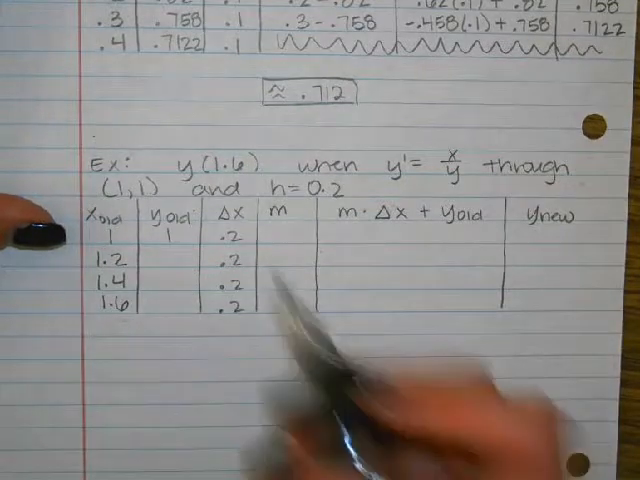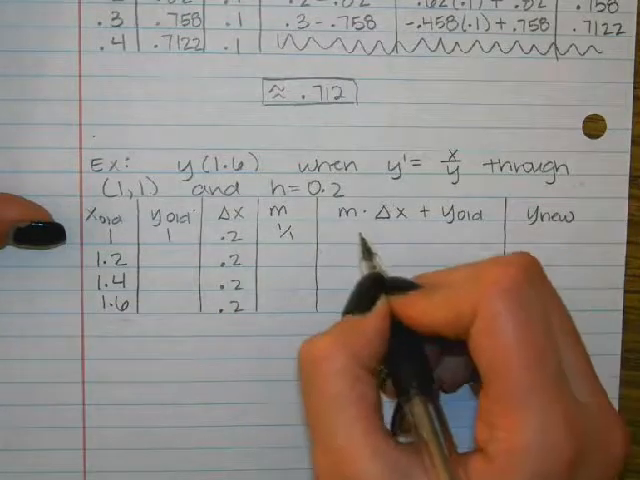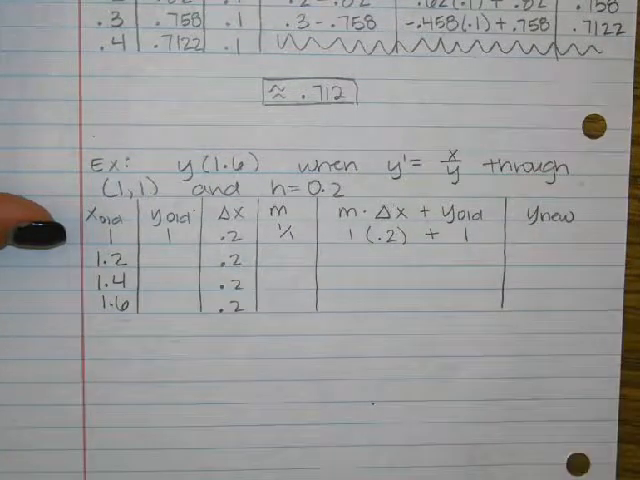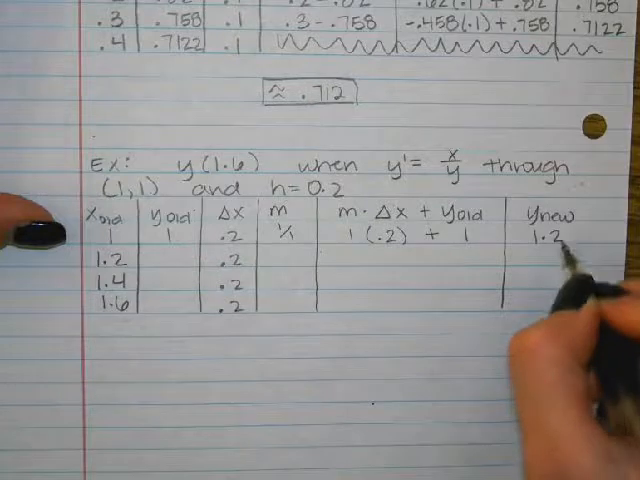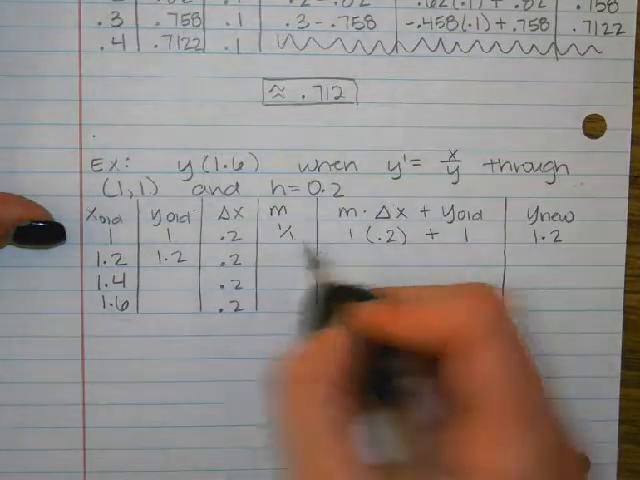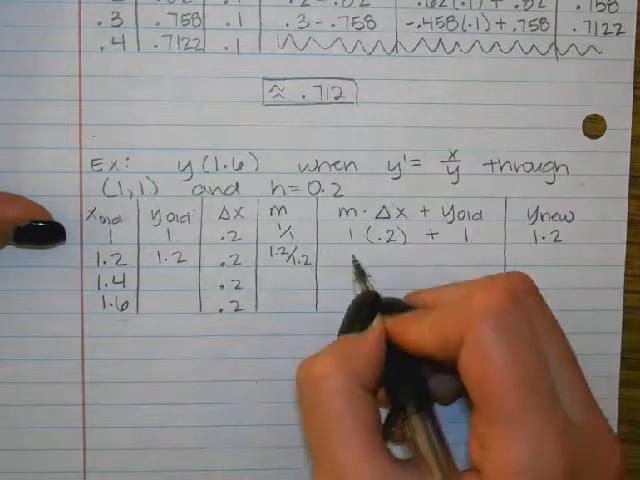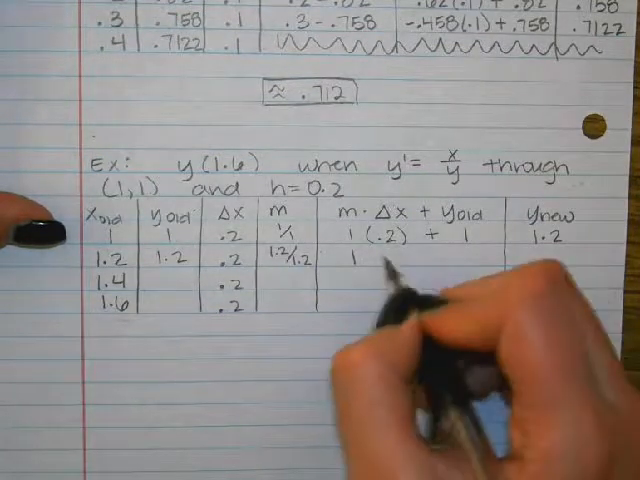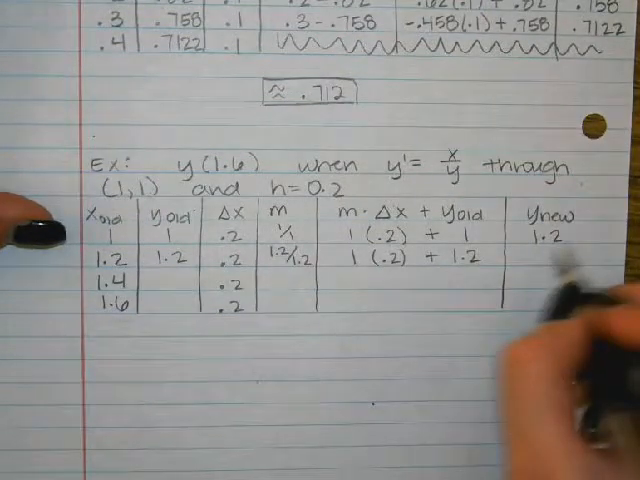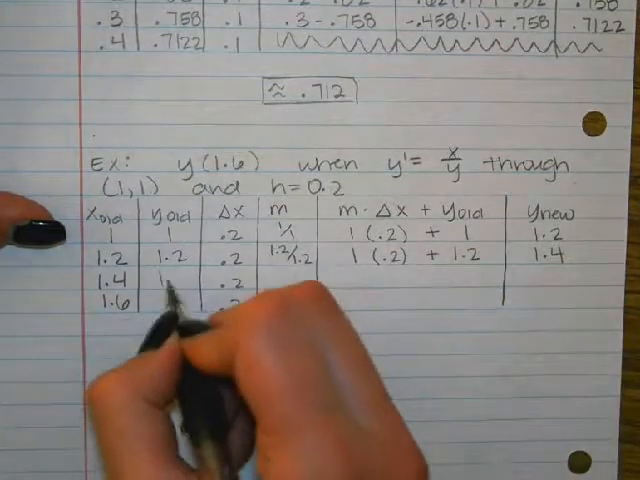So for the first one, the slope would be x divided by y, so that's 1 divided by 1. So that gives us 1 times 0.2 plus 1. So our new y-coordinate is 1.2. And then we'll do the same thing again. So the slope is going to be x divided by y, so 1.2 divided by 1.2. Again, that just equals 1. So plus the old y-coordinate, so we've got 0.2 plus 1.2 is 1.4. So the new y-coordinate is 1.4.